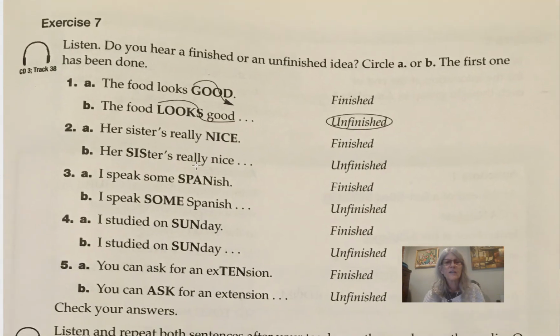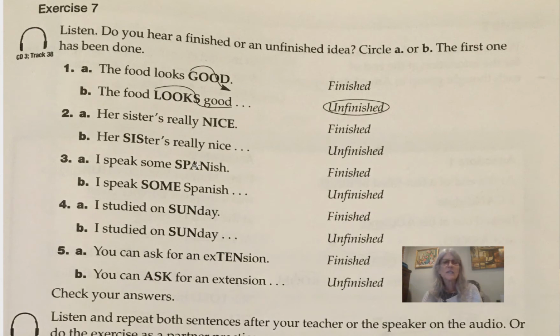So if you listen to track 38 on CD3, then you will get some really good information on how these tones go up and down to show finished or unfinished. Now, track 38 is going to read one of the two, an A or B, and you're supposed to just tell by the tone, is this finished or unfinished? And what you'll hear them say on the CD is, the food looks good. Just based on that tone, you would want to circle unfinished. However, if I said, this food looks good, then you would have circled finished. But the food looks good, that rise in tone tells us that person's going to say more about it.